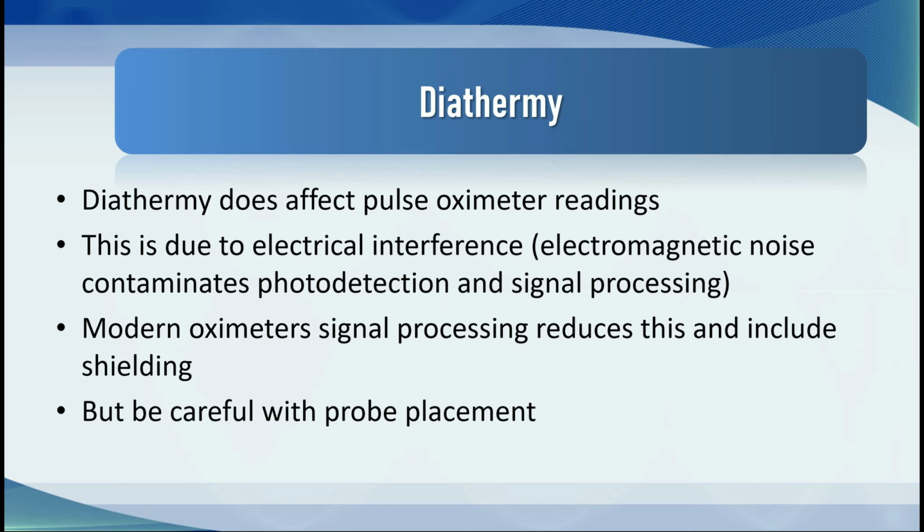Diathermy does affect pulse oximetry readings due to electrical interference or electromagnetic noise contaminating photodetection and signal processing. Modern oximeters' signal processing reduces this, and they include high-quality shielding, but you do need to be careful with probe placement.